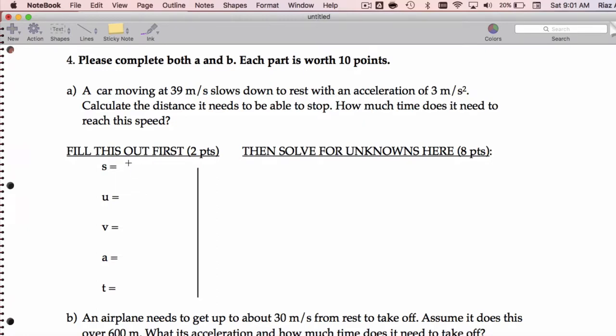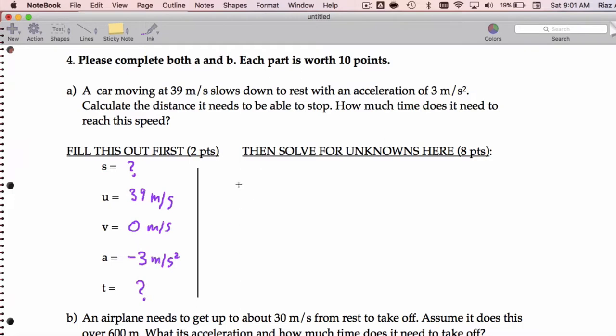So S is going to be unknown. U is 39. V is 0. One small thing, since the car is moving forward and the acceleration is trying to push it the opposite way, that's going to be -3 meters per second squared. I'm going to go ahead and fill in my units, and then the time is unknown.